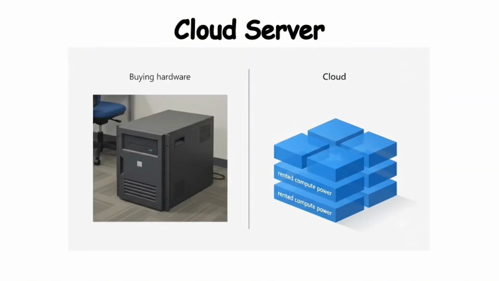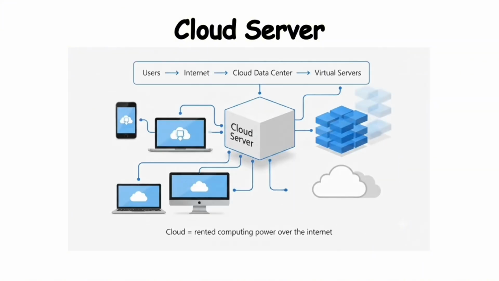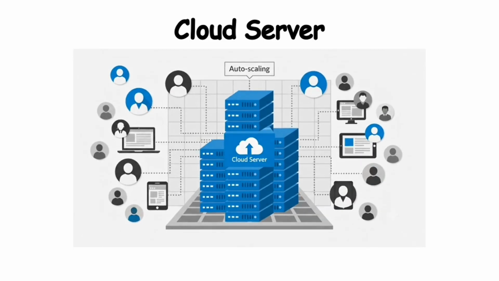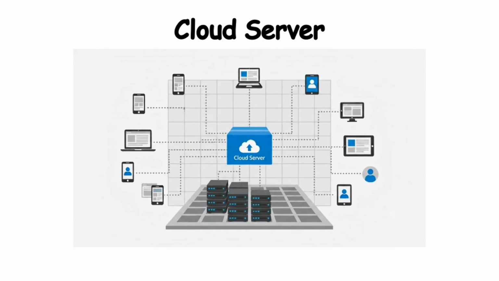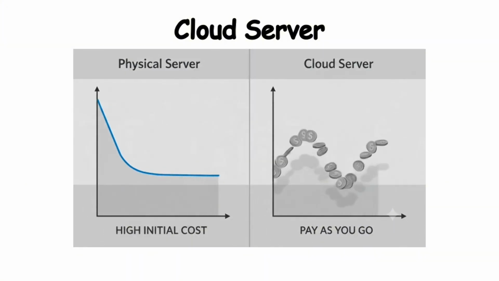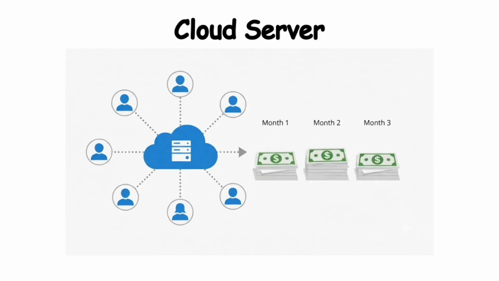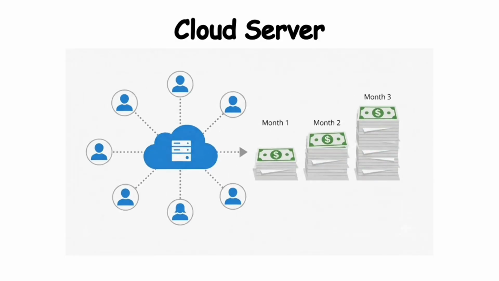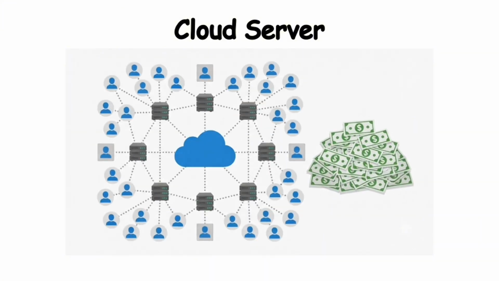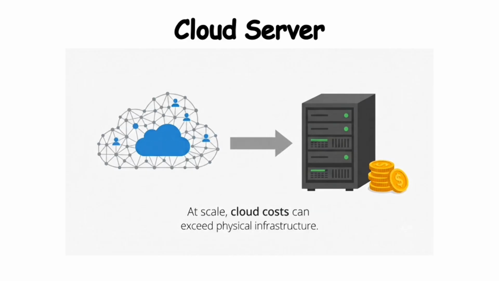With physical hardware, a sudden traffic spike crashes your site because the hardware has a fixed limit. With a cloud server, you handle the spike and scale back down without touching anything. But cloud servers are not always cheaper. Physical servers cost more upfront, but are cheap to run long-term. Cloud bills compound monthly, and at a large scale, they can reach hundreds of thousands of dollars per year. Some companies have actually moved back to physical servers after calculating that the cloud was costing them more.